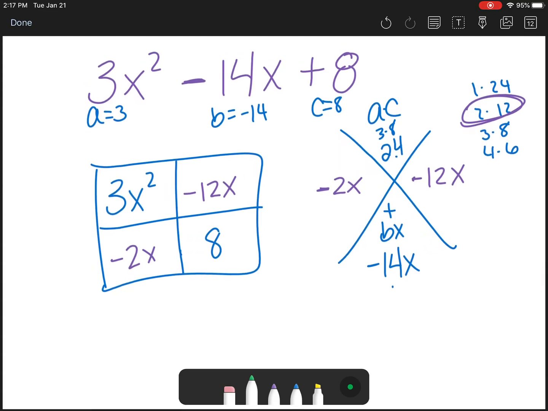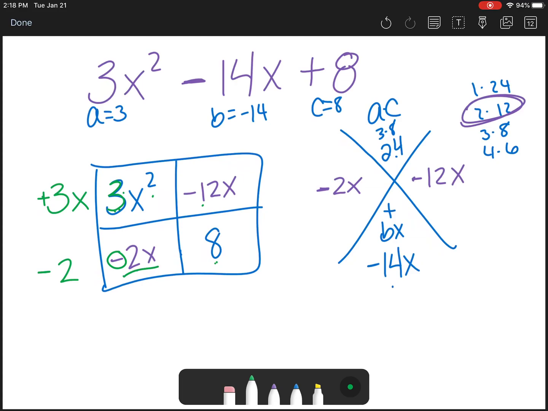Now we're looking for our greatest common factor. So 3x squared and -12x. Well, this is a +3, so I'm going to factor, this is going to be positive. Looking at 3 and 12, we can factor a 3 out. Looking at x squared and x, we can factor an x out. Then our next row, -2x and 8. Since this is negative, I'm going to factor a negative out. Looking at 2 and 8, I'm going to factor a 2 out.